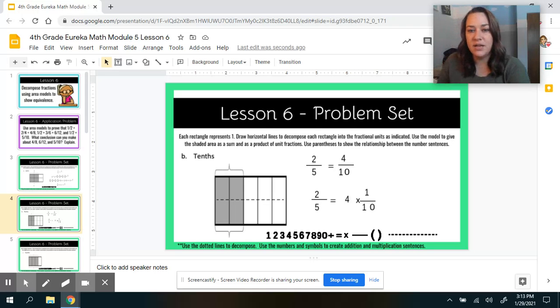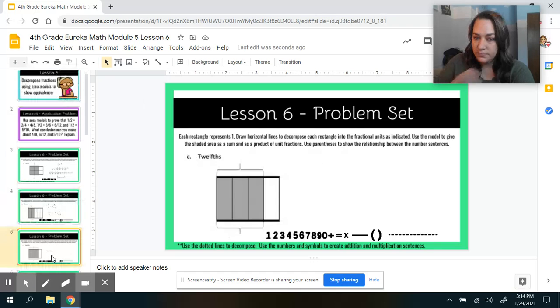Okay, so this is all I'm going to ask you guys to do when you are doing your practice. I want you guys to decompose it into whatever it's asking. Show me the equivalence and then show me the multiplication sentence. Okay, so 2 fifths was equal to 4 times 1/10, because 4 times 1/10 is 4 tenths. And as we just showed, that's equivalent to 2 fifths. Okay.